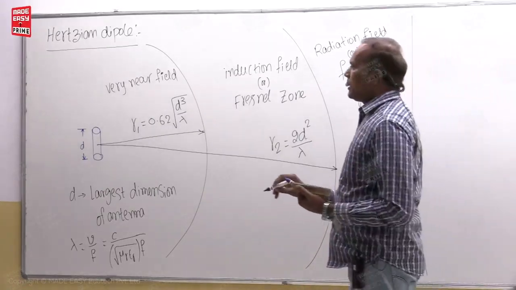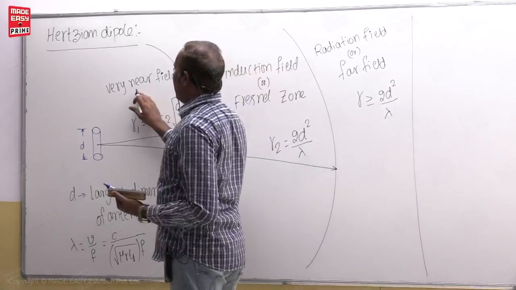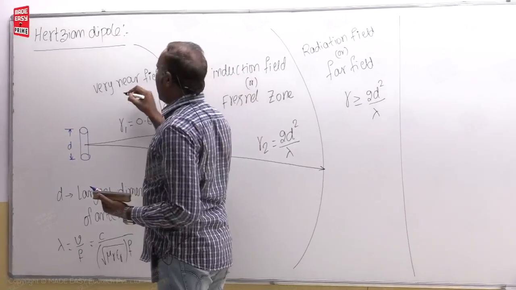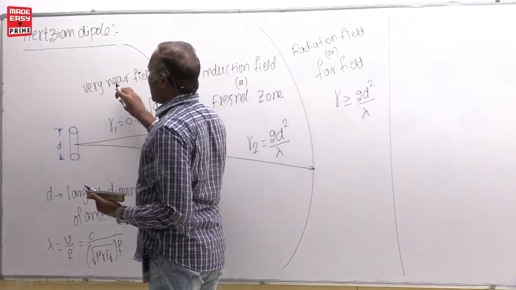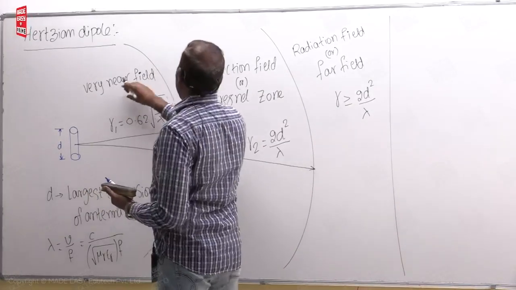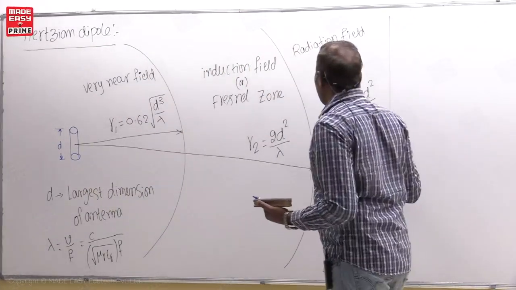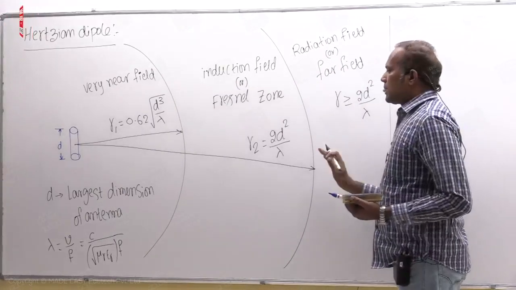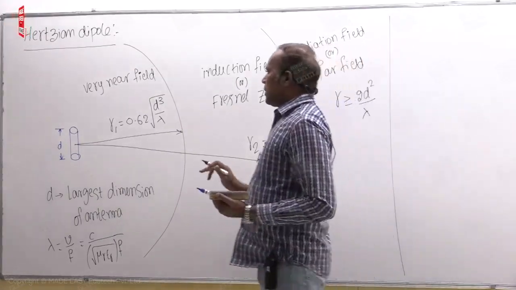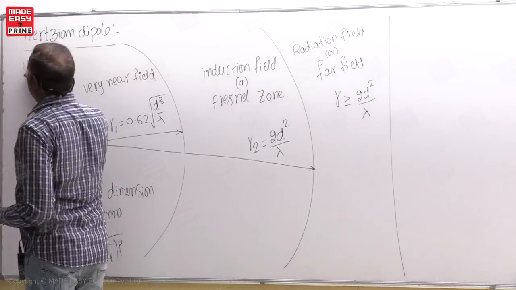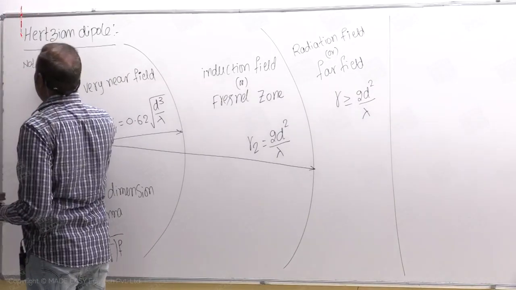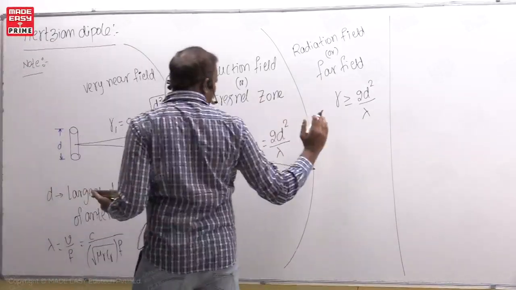I told you, in the very near field the electric field term dominated is the 1 by r cube term. Here it is the 1 by r square term, and here the 1 by r term. So these distances you have to remember. This is in the note, from here to here.